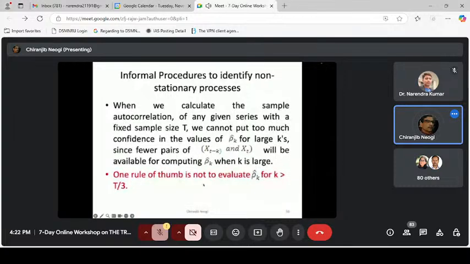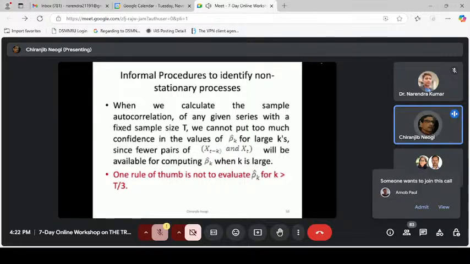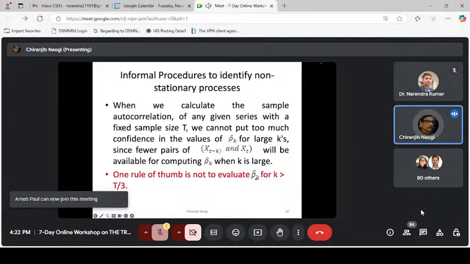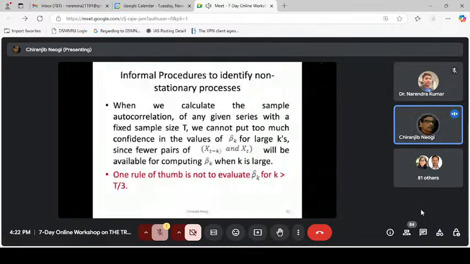One rule of thumb is not to evaluate rho for k greater than T by 3. You should not take a value of k greater than the total T, meaning the total time points, divided by 3. This is the thumb rule. That depends actually.